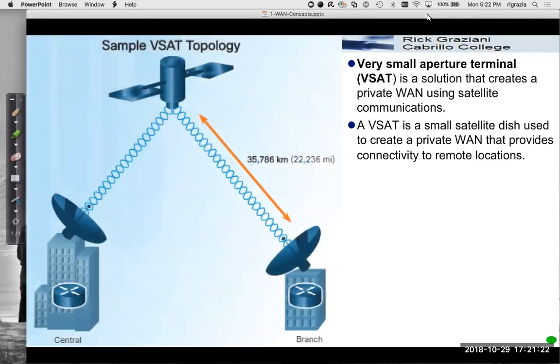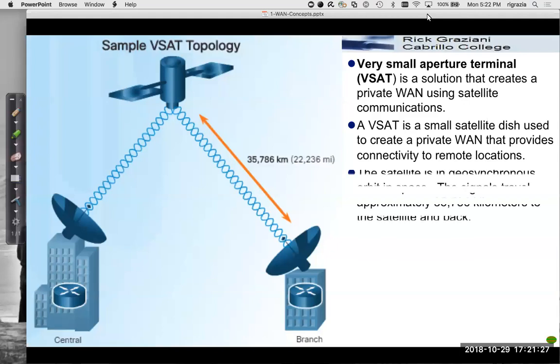VSAT uses satellite communications, which isn't always the fastest. There's usually some latency because of, obviously, the distance. It uses a geosynchronous satellite, which is just over 22,000 miles above. Geosynchronous means it follows the orbit of the Earth, so your dish can continuously point at the same spot in space to send and receive signals from the satellite.